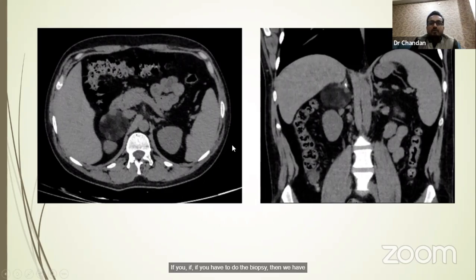If you have to do the biopsy, then we have to take the posterior approach, like the paravertebral region. Yeah, we can also go through the transhepatic route also. We can also put the patient in the decubitus position with the right side down, and we should introduce the needle to this side to avoid the pleural puncture.